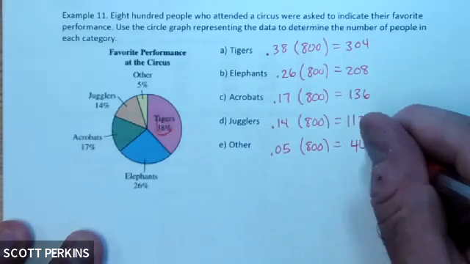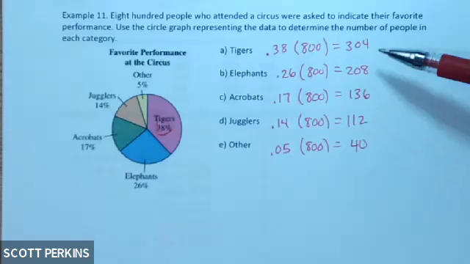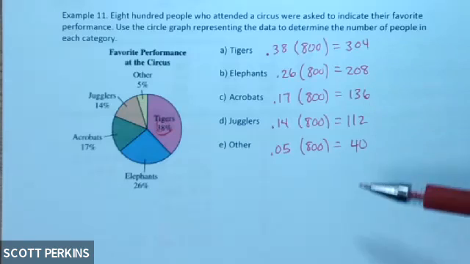40. And if I was to, I'm not going to, but if I was to add all these numbers up, I anticipate that they should all add up to what? 800, yeah, because the pie chart represents the whole. Excellent. Great job, everybody.